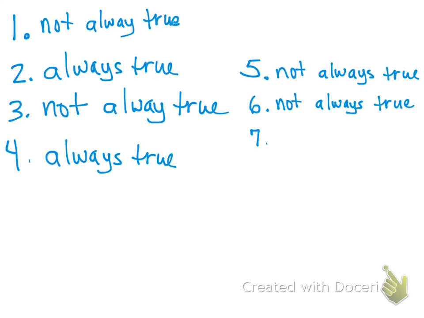All right, number 7, in a trapezoid, each pair of base angles is congruent. Not always true. Again, if it was an isosceles trapezoid, it would be always true, but just a regular old trapezoid, this is not always true. And then number 8, in a square, all the angles are congruent. That's always true. Good.